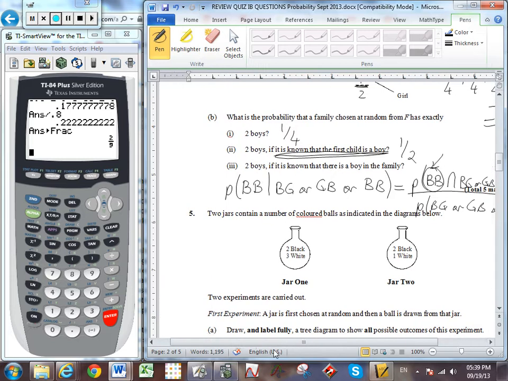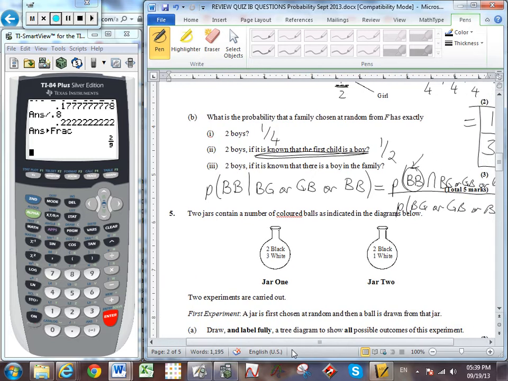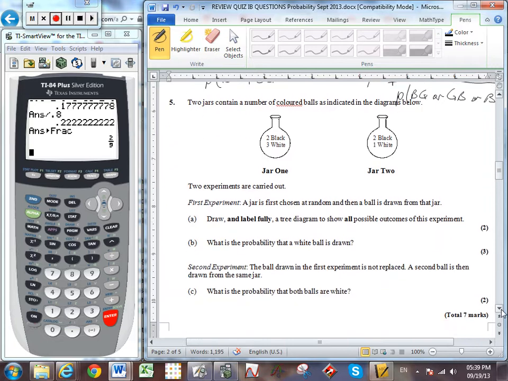Alright, let's move on to number 5. So we got 2 jars that contain a number of colored balls. We got jar 1 with those 5 and jar 2 with these 3, and we got black and white balls in each one. Alright, the first experiment, a jar is first chosen and then a ball is drawn from that jar. We need to create a tree diagram. So first we're choosing the jar, jar 1 or jar 2. And then we're choosing a ball. It's going to be black or white, black or white.